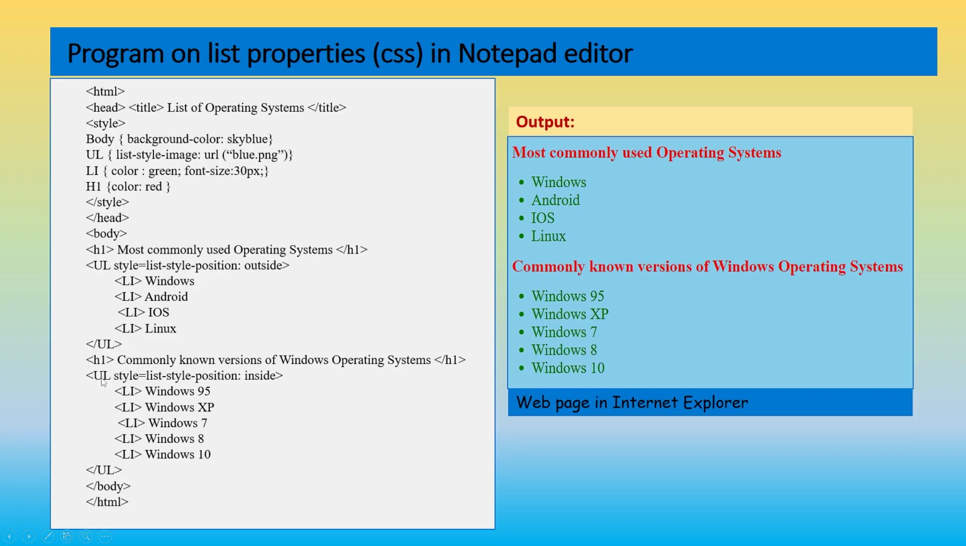Here for the next H1 heading, I have written the next heading as commonly known versions of Windows operating systems. Now we have some 5 versions of Windows. Then I close the tag with /ul, then body, then HTML, and after opening this in the browser I will have my output as shown on the right of this.